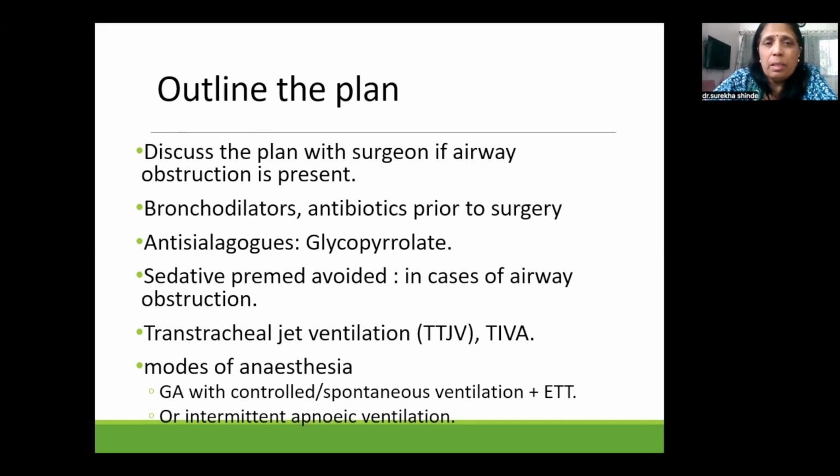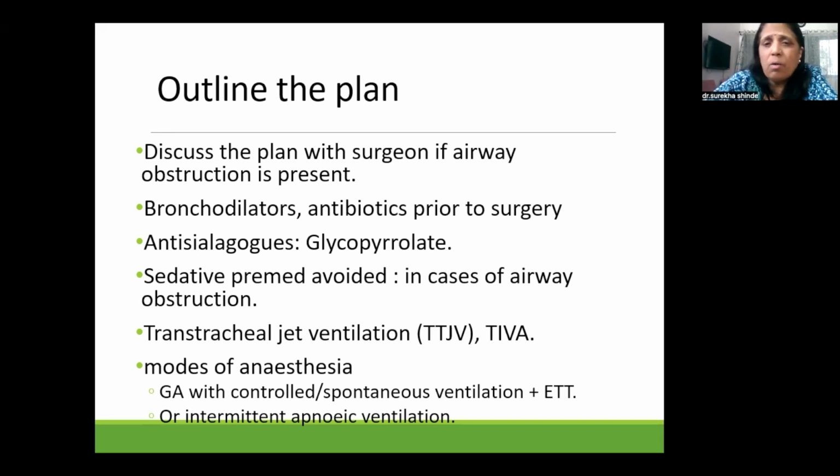If there is an extraneous obstruction also, antibiotics prior to surgery may be given, though not very common for this kind of surgery because it's almost bactericidal. If the patient is having a lot of secretions, you might have to give glycopyrrolate routinely. In modern clinical practice, glycopyrrolate is not very much indicated in everyday practice. You must avoid sedatives because there could be airway obstruction, and just giving a sedative premedication can lose your airway. What are the options available?